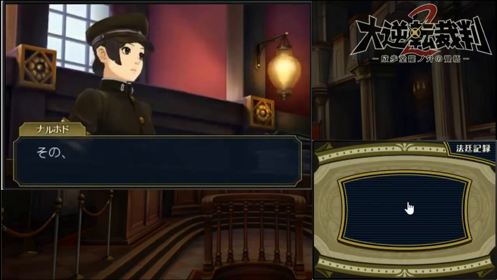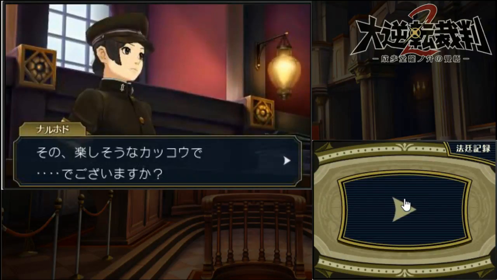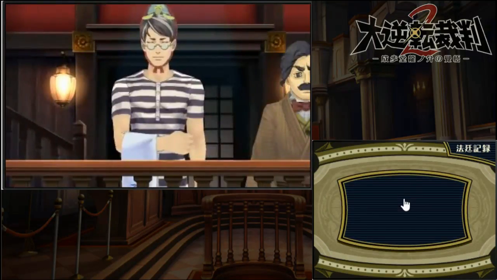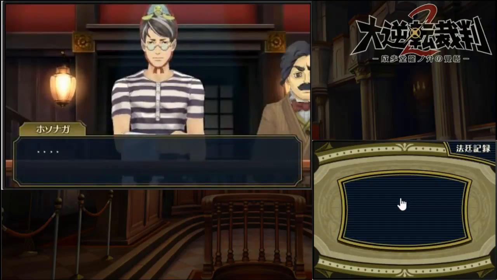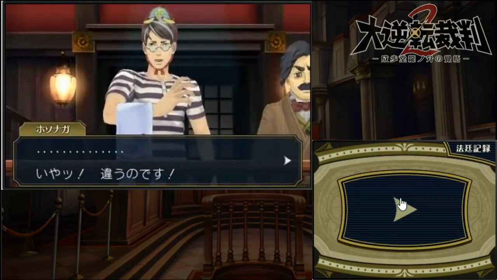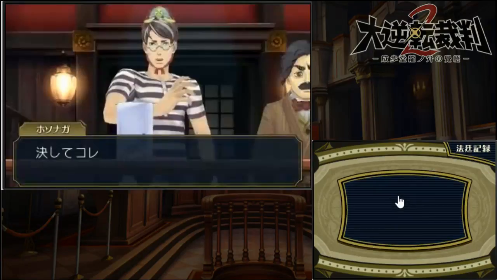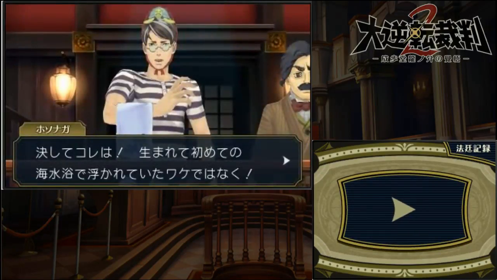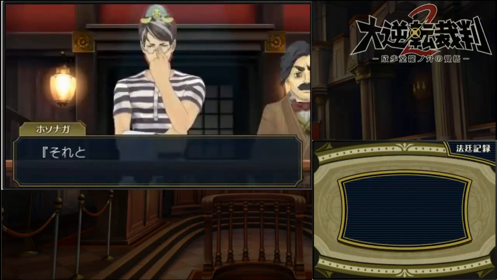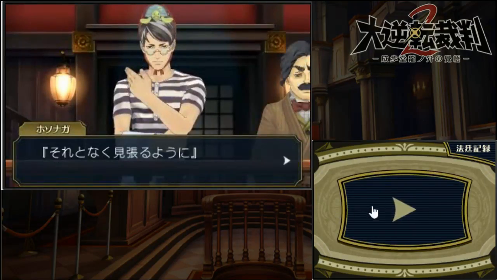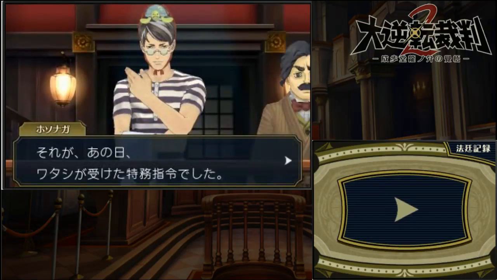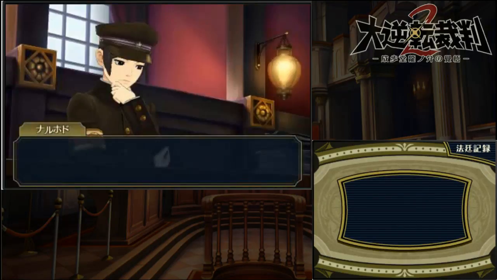That lag! With that outfit, were you planning to enjoy yourself? Yes, correct. Oh, no! Wait! It's not what you think. This is by no means the first time I've ever bathed in the seawater bath or the like. Discreetly keep an eye on them. That was the special mission I had been entrusted with that day.